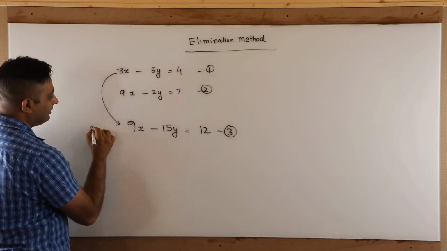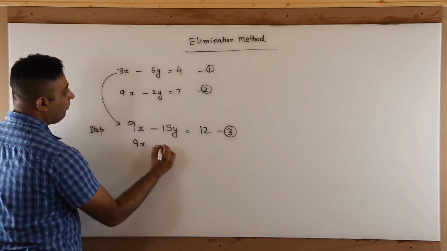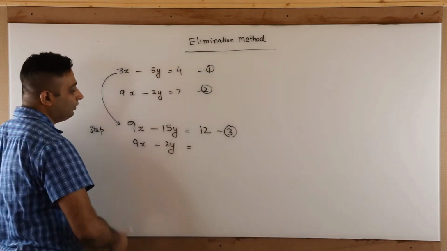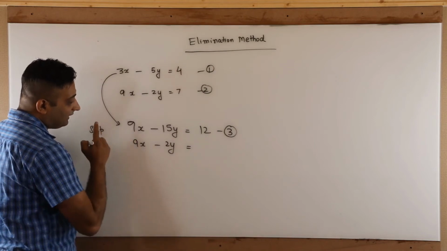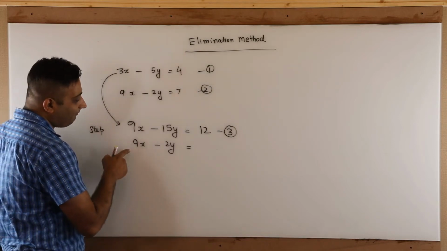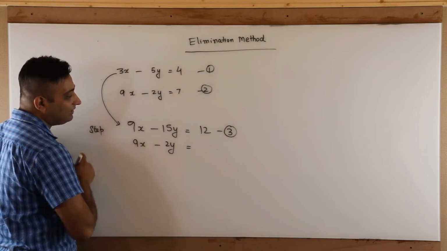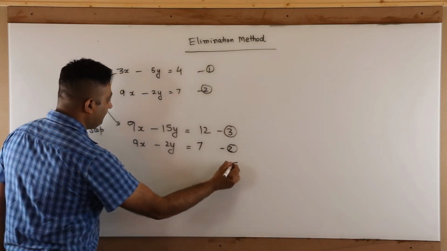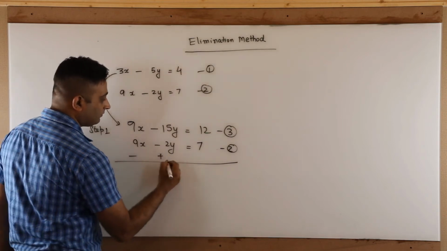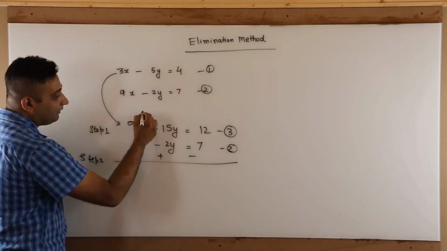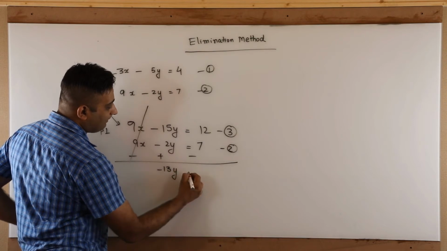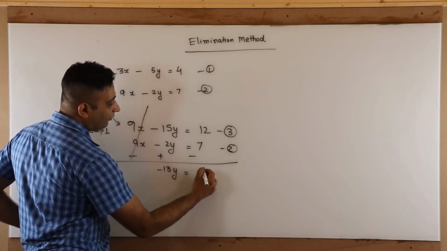And we will rewrite equation number 2 as it is, because our purpose of multiplying these equations by some constant is to make the coefficient of either of the two variables the same. We have made the coefficient of x the same in these two equations. Now we will subtract these two equations in step number 2, so that one variable got eliminated totally. So we got minus 13y on the left side and 5 on the right hand side.